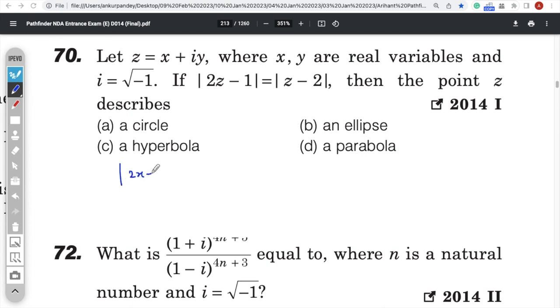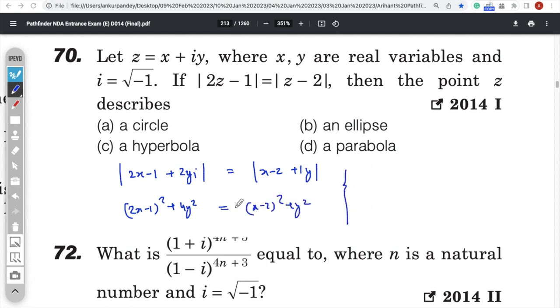Mod of 2x minus 1 plus 2y is equal to mod of x minus 2 plus iy. Mod is square root of 2x minus 1 whole square plus 4y square. Squaring on both sides, already done, x minus 2 whole square plus y square. So we see that from here 4x square will come, 4y square is already there. Sir, x square will go and make it 3x square. Sir, y square will go and make it 3y square. And sir, there isn't any x into y, so the answer is a circle. Clear? Okay, sir.